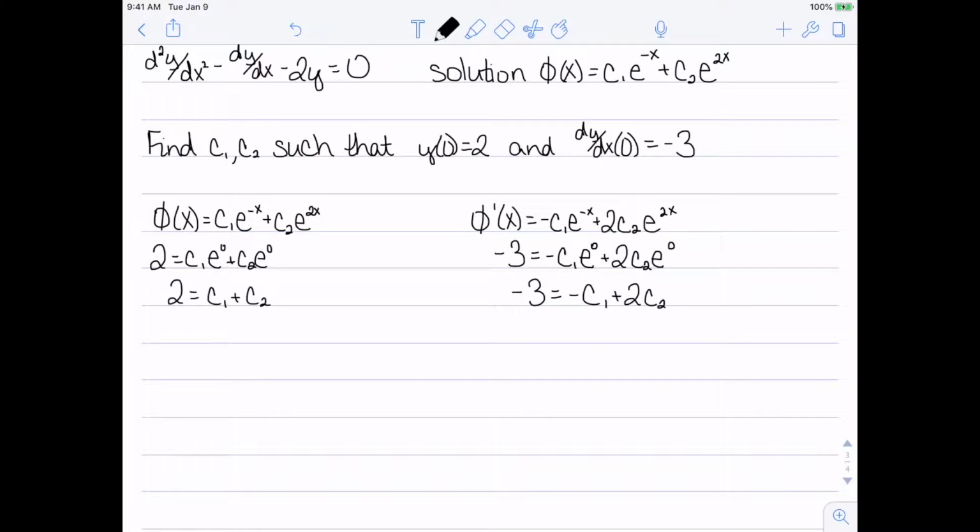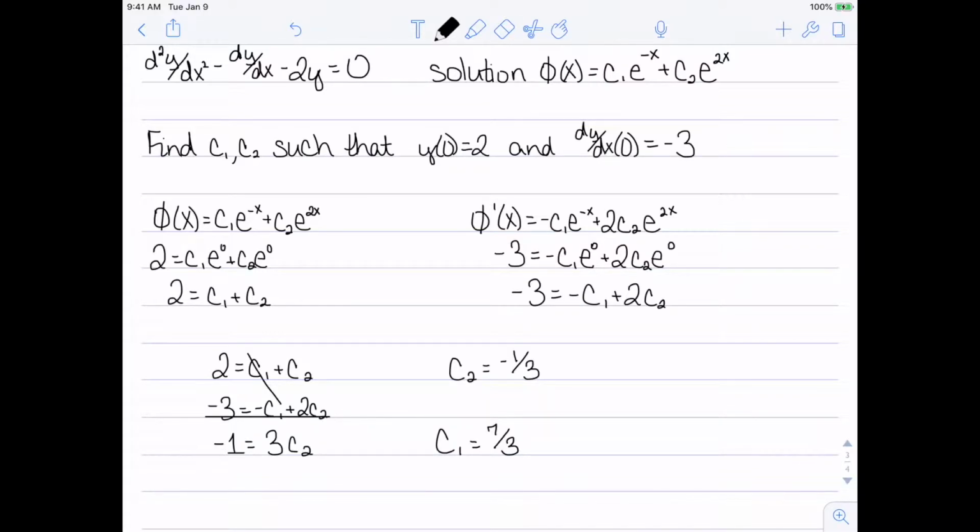So now we have a system of equations to solve, and we can do that by just adding these two equations together. When we do that, we can see that the c1's cancel, and I get negative 1 equal to 3c2. So I now have that c2 is equal to negative 1/3. And I can substitute that into either one of these equations and get that c1 is equal to 7/3. So now I have my solution.